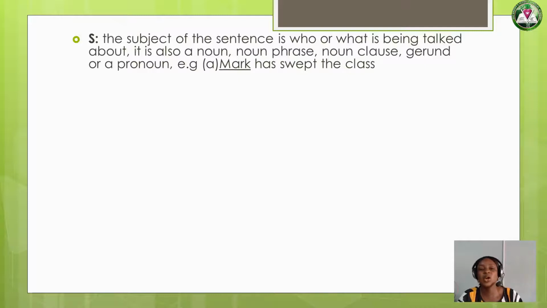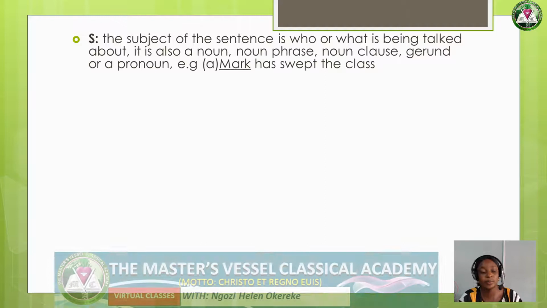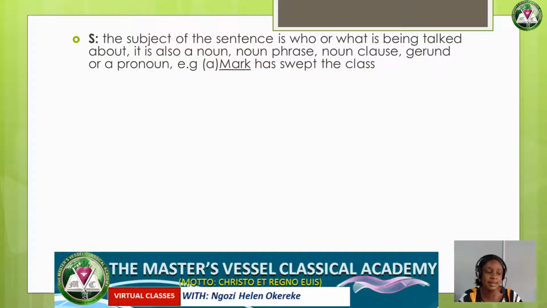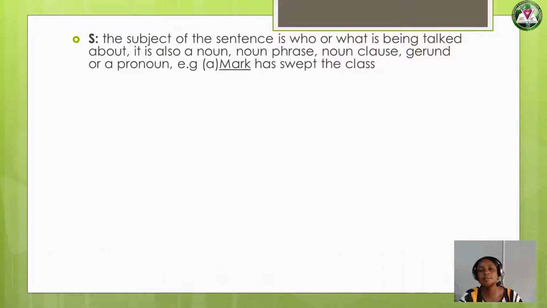A subject could be stated or implied. What do we mean by that? A subject, rather, could be stated or implied. For example, when I say, Mark has swept the class. Mark has swept the class. So in this sentence, the subject is stated, is expressed. So we know that Mark is the subject of the sentence.